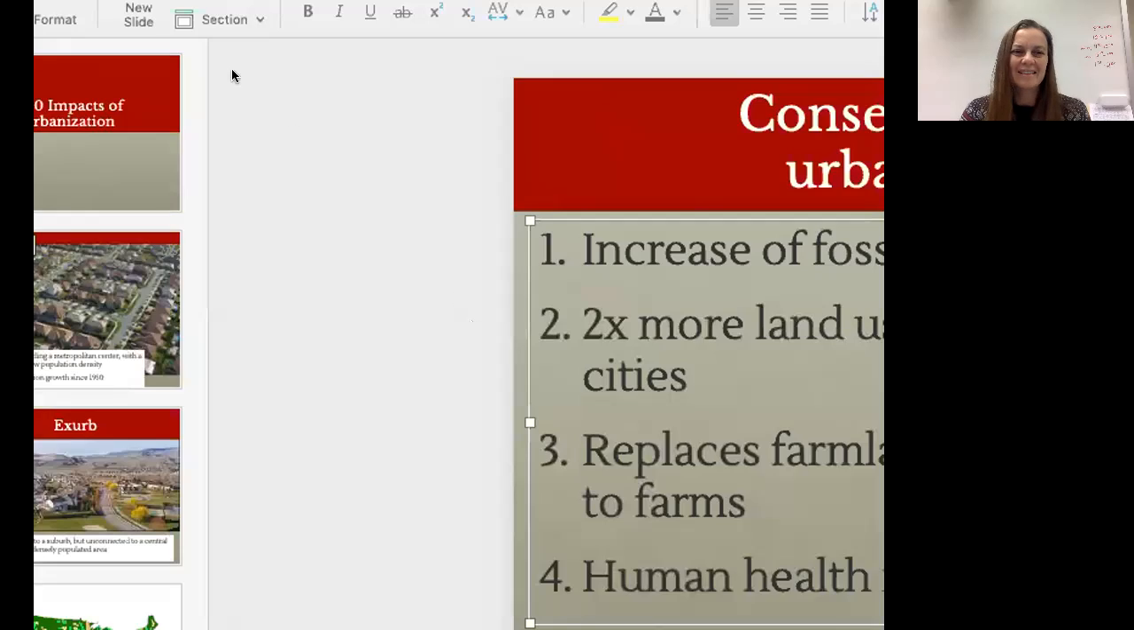All right, guys, so we're on to the last two sections of Unit 5, which are all about urbanization, its impacts, and some of the things we can do to mitigate those impacts. So let's go ahead and jump into our PowerPoint here so that we can stay on task and stay focused.